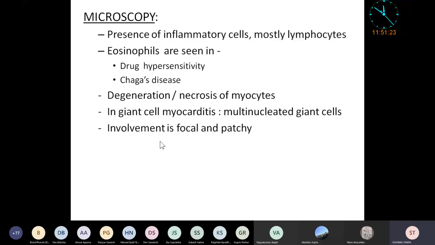Next, histologically, in myocarditis you can see various inflammatory cells in the myocardium, mainly lymphocytes. But if there is a drug hypersensitivity reaction or parasitic infestation, you can see eosinophilic infiltration. You can also see features of degeneration or necrosis in the myocytes. And in giant cell myocarditis, there will be multinucleated giant cells.